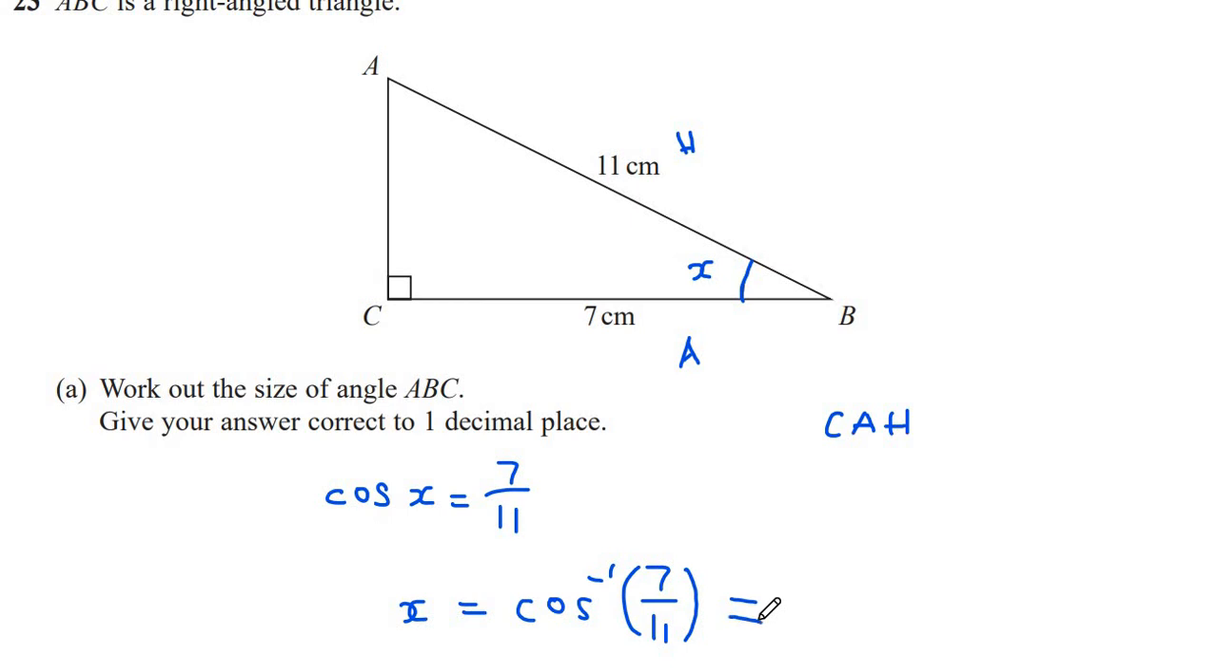And when you use your calculator to do that, you press shift and then cos, and within brackets do 7 divided by 11, and then you'll get this angle. Make sure your calculator is in the degree mode. So you'll get something like that, and it says you have to write the answer correct to 1 decimal place. So you need to put 1 digit after the decimal. So because the digit next to 4 is 7, you need to add 1 to 4. So this is your angle correct to 1 decimal place, 50.5 degrees.